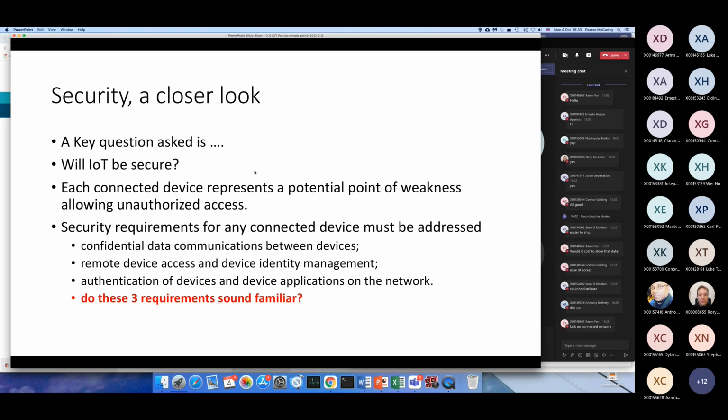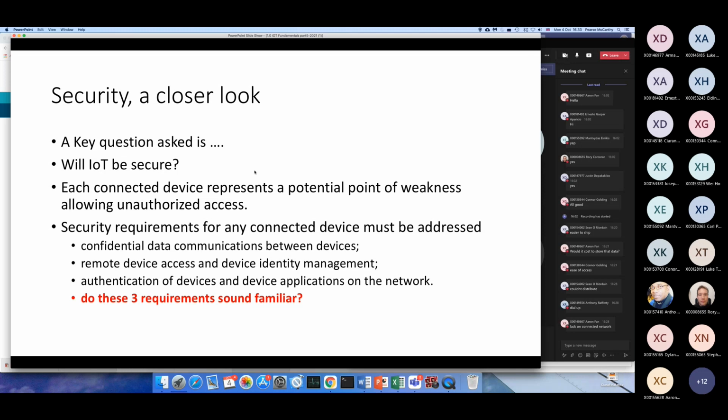Okay, fair enough. So basically what we're saying is, if I have an IoT device and it's talking to a central cloud server, I want to make sure that if the data needs to be confidential, I have some way of making it confidential. That sounds like I have some way of encrypting it.